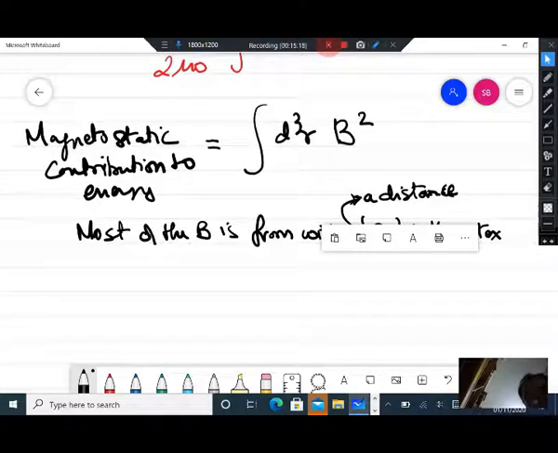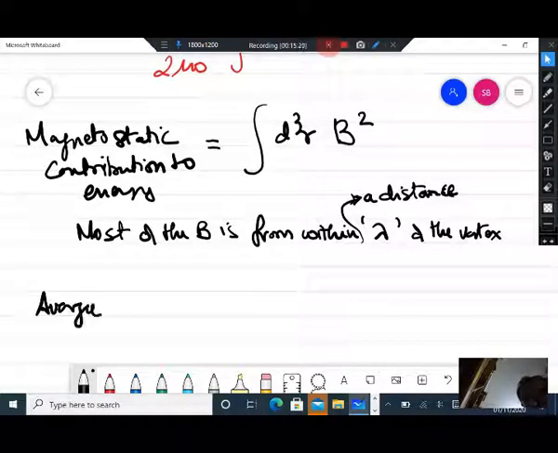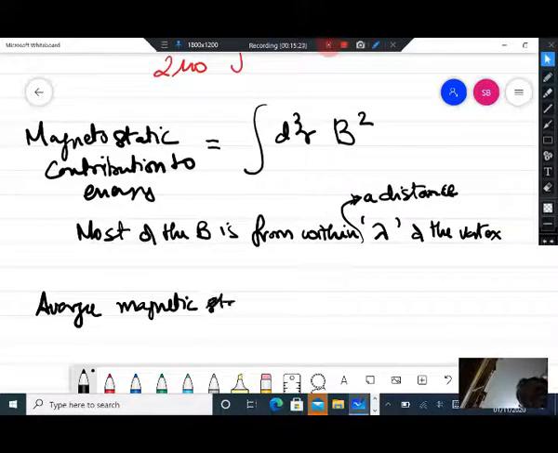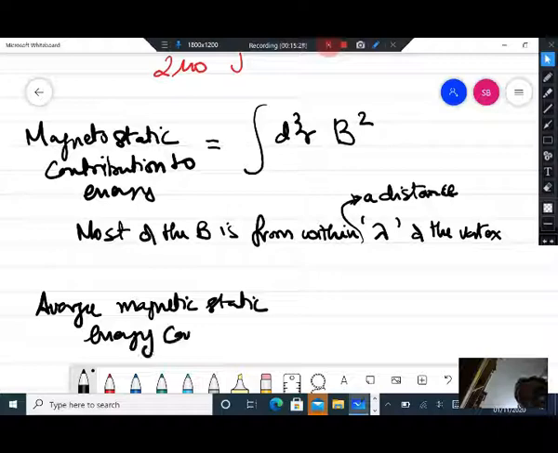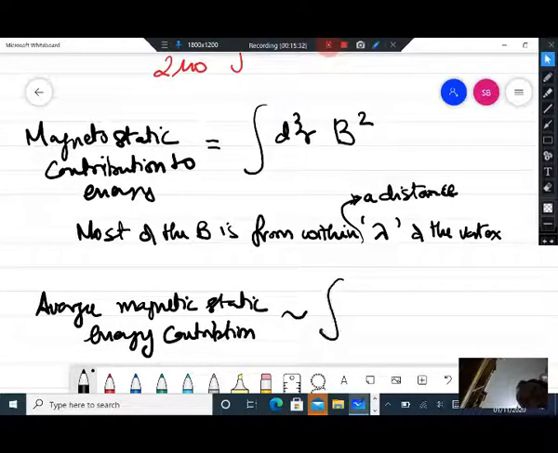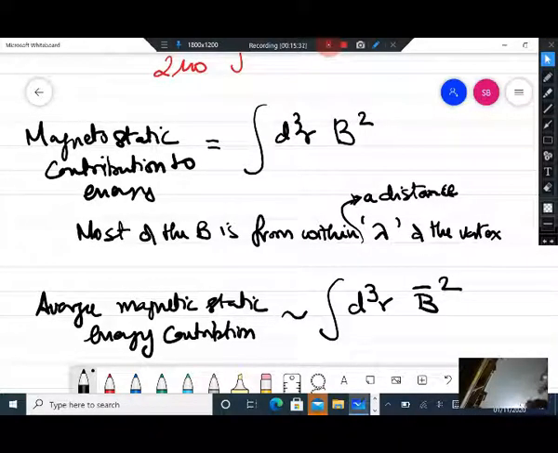So the average magnetostatic energy contribution will be the integral d cube r of the average of the field, where you will look at r greater than xi and less than lambda.